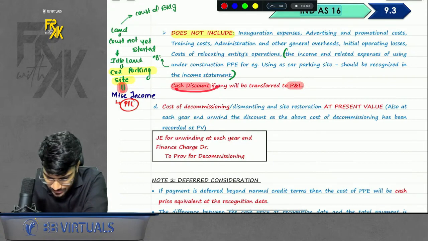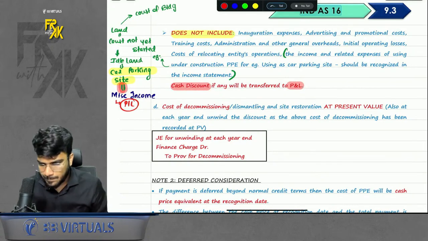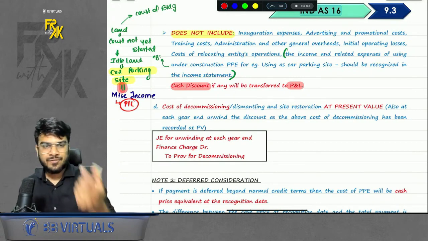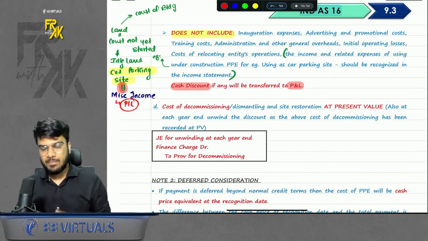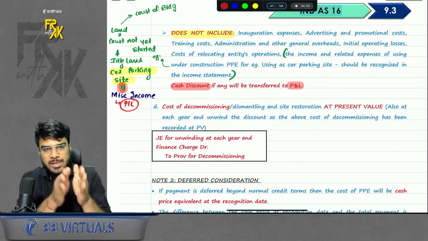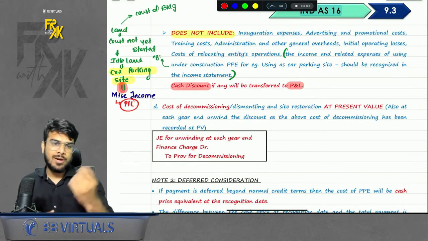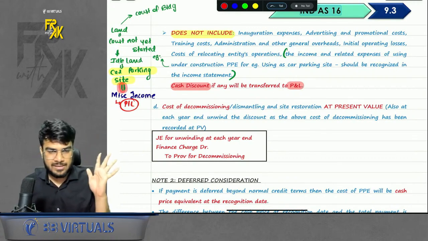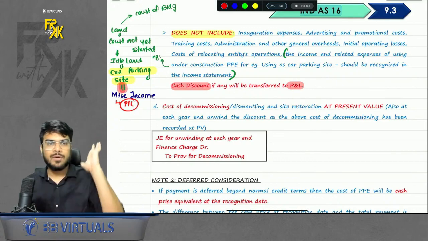Sir, what is the meaning of cash discount? Let's say, for example, you come to me and say, sir, I want to buy the FR batch, but I will pay the fees upfront in cash. And there is one student who says that I will pay fees after 2 years. So just because you are paying the fees upfront, I am giving you a discount of 1000 rupees. Such a discount won't be adjusted against the cost of the asset. Such discount will be transferred to profit and loss.